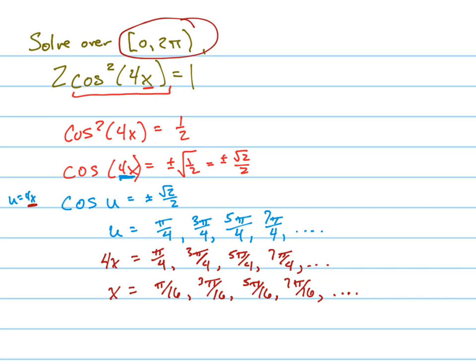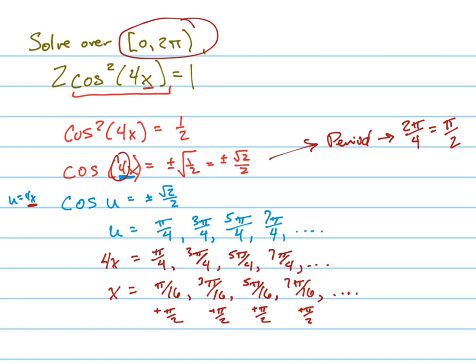Another way you could do it is recognize that the period for this is what? 2 pi over 4. Remember that trick? The period is 2 pi over 4, which means the period is pi over 2. So to each one of these things, you add pi over 2 to each one of them, because that'll give you another answer, because that's what a period means. Okay? So you could do it like that.